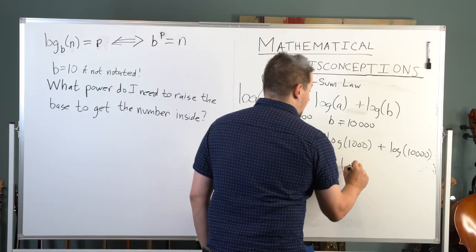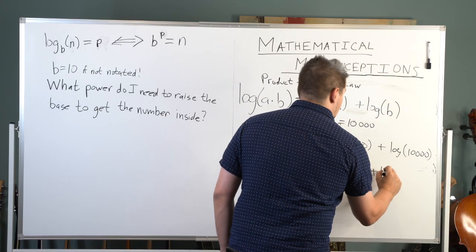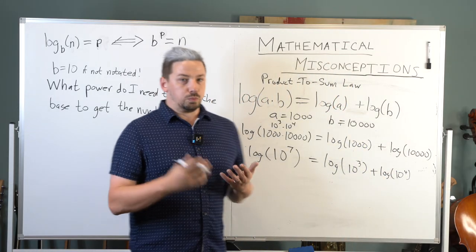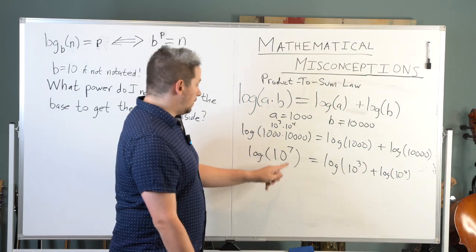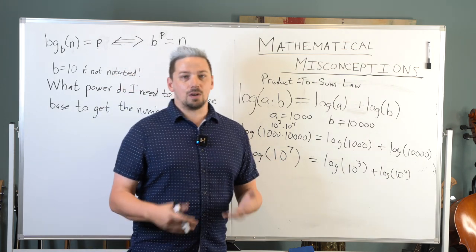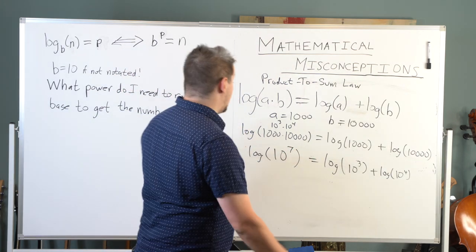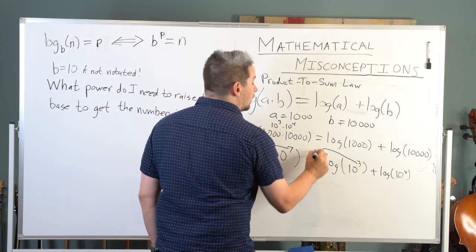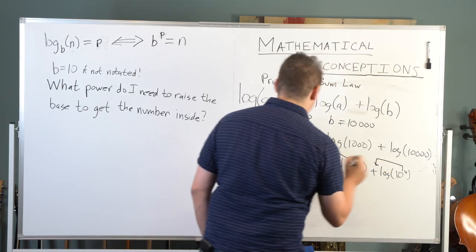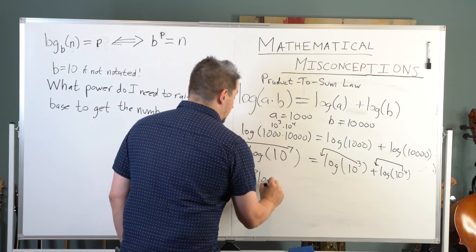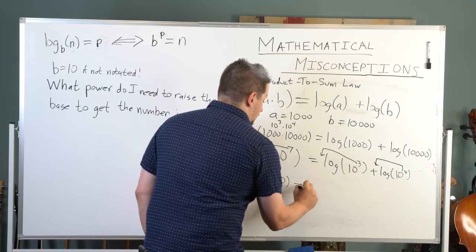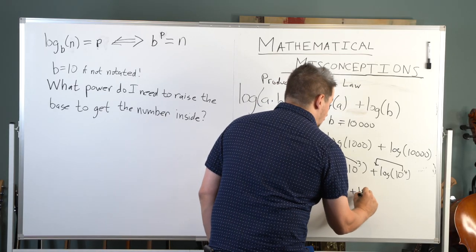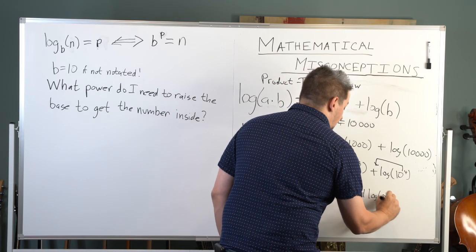write this in 10 to some power as well, log of 10 to the 3 plus log of 10 to the 4. And then what is the rule for exponents? When we have an exponent on a number, we can use what I like to call the exponent to coefficient law. So the exponent to coefficient law basically says that you can take these exponents and they become coefficients in front of the logs, like this, this, and like that. So we have 7 log base 10 of 10 is equal to 3 log base 10 of 10 plus 4 log base 10 of 10.